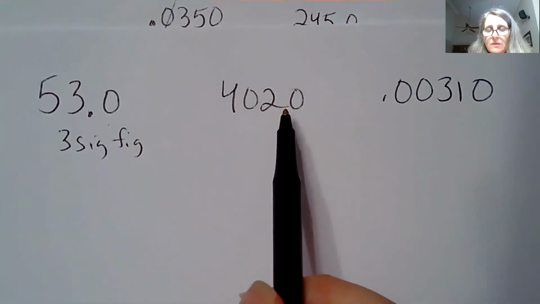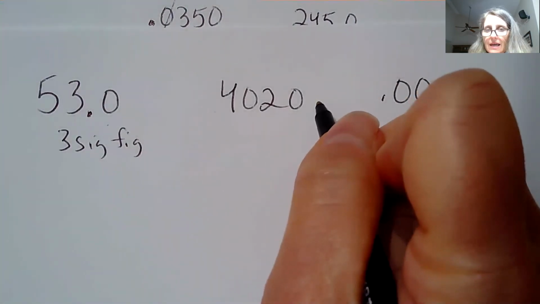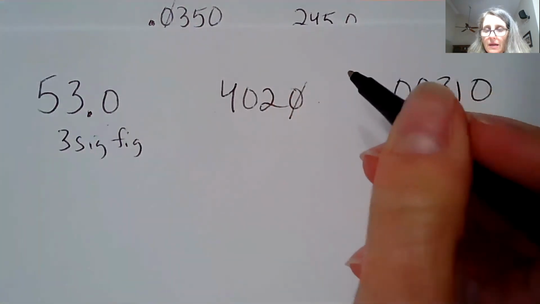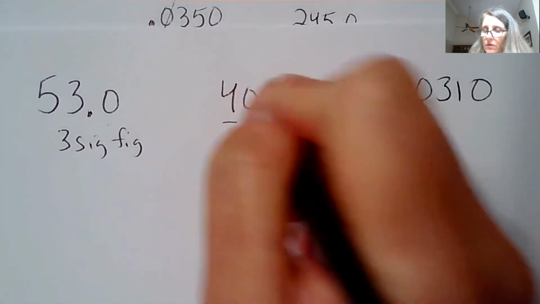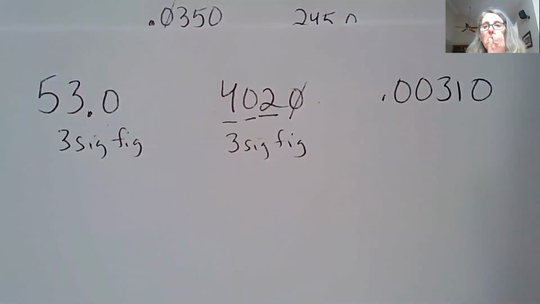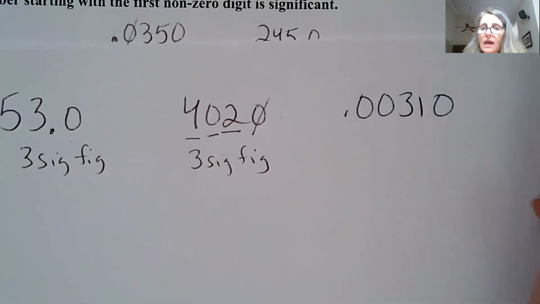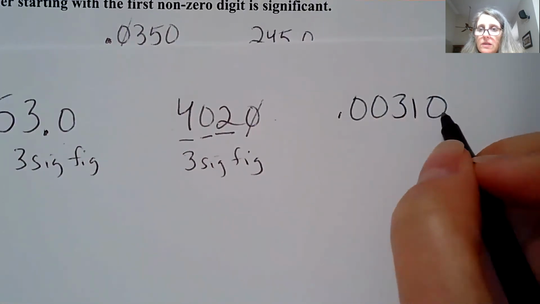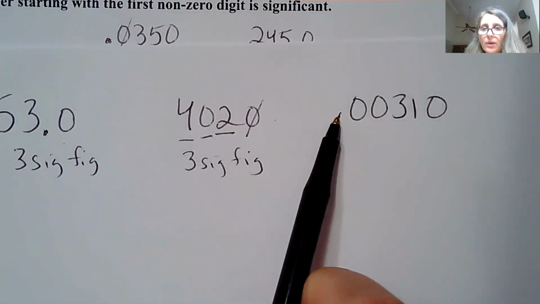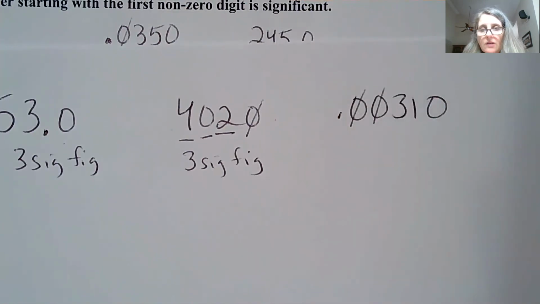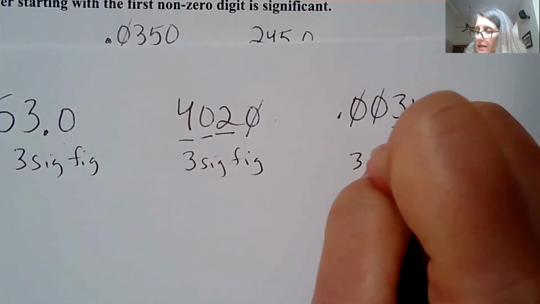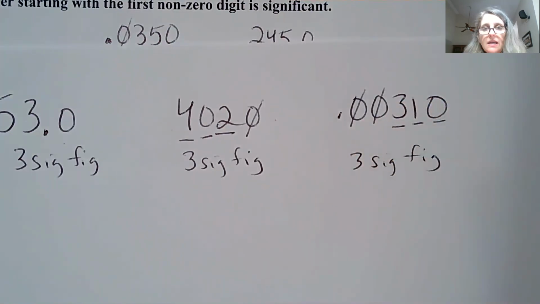4020. This has no decimal point present, so I start on the Atlantic side. I do not start counting until I hit the first non-zero number, so I do not count that 0, but I do count the 0 that's between. So that means that is 3 significant figures. And finally, 0.00310. I start on the Pacific side because I have a decimal point present. So I do not count these zeros. That just tells me how small the number is. So then I go and see that I have 3 significant figures or 3 significant digits in this measurement.